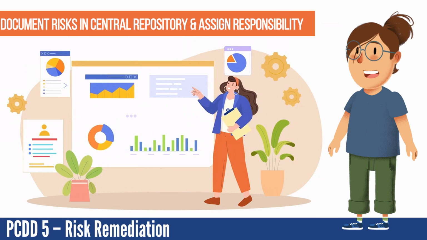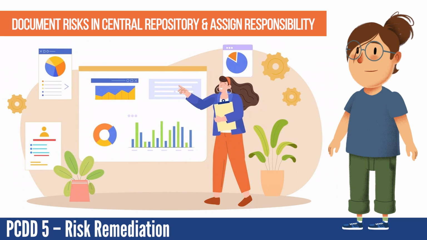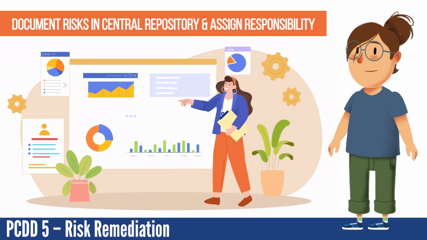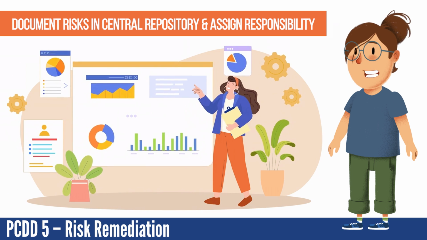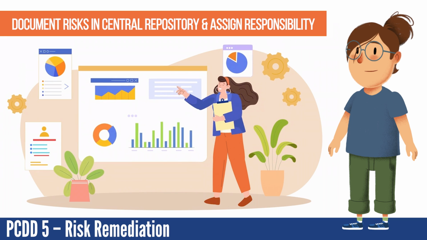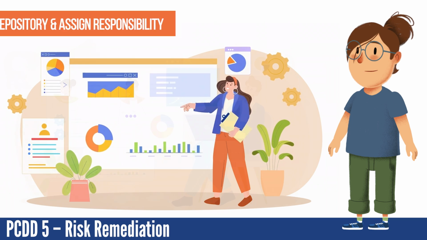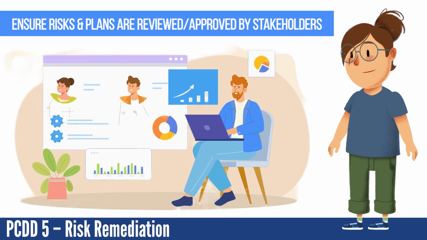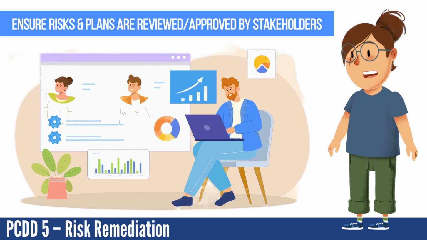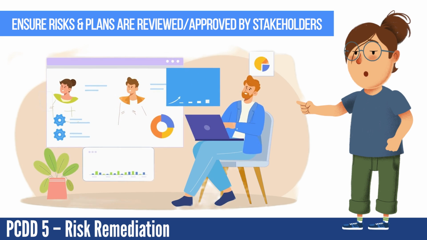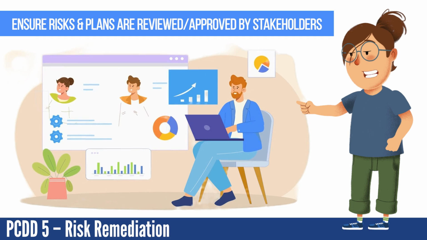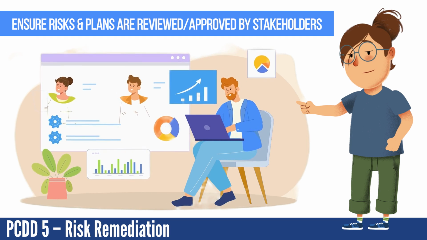Once risks are validated and mitigation plans are finalized, document the risk within the central repository and assign responsibility for managing the remediation of the risk. For high or critical risks, ensure that the documented risk and mitigation plans are reviewed and approved by relevant stakeholders, including senior management, legal, compliance, and risk management teams.